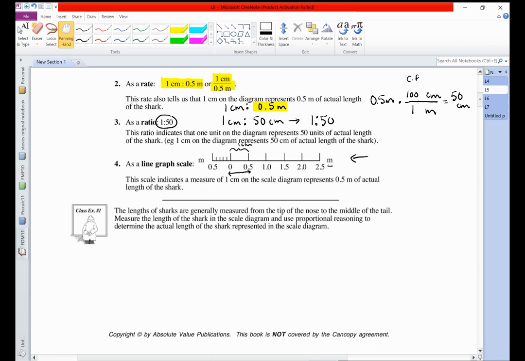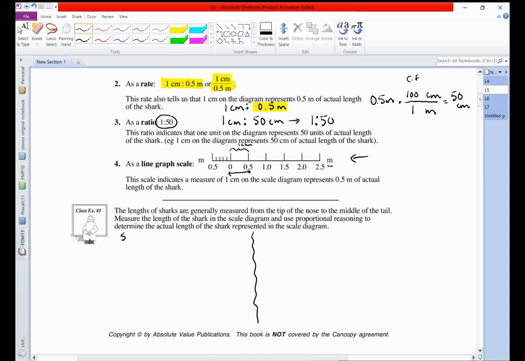So let's use this information. It says the lengths of sharks are generally measured from the tip of the nose to the middle of the tail. Measure the length of the shark in the scale diagram and use proportional reasoning to determine the actual length of the shark represented in the scale diagram. So we're going to do two methods here, and you choose whichever one makes sense in your head. I will show you both.